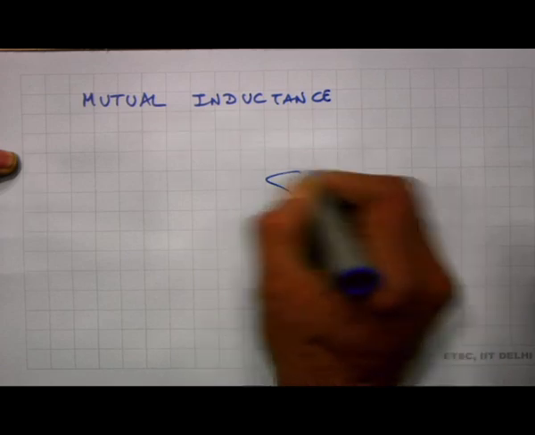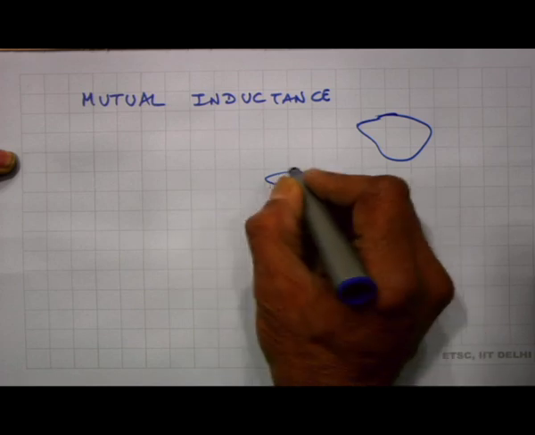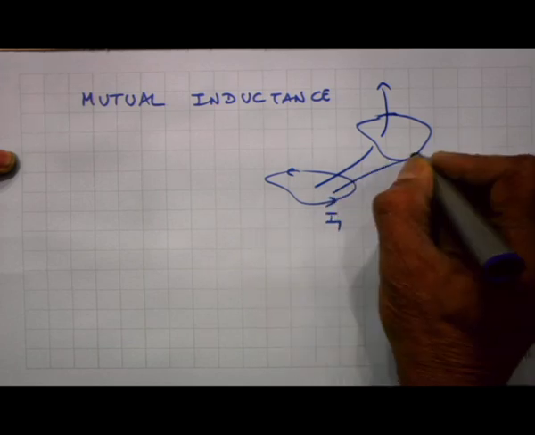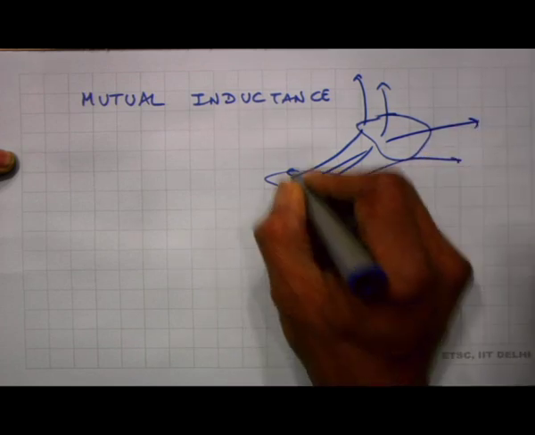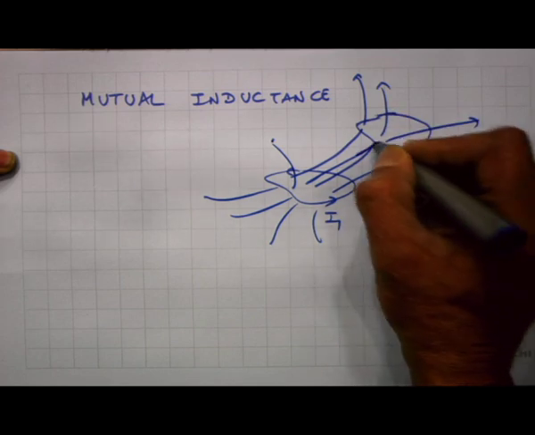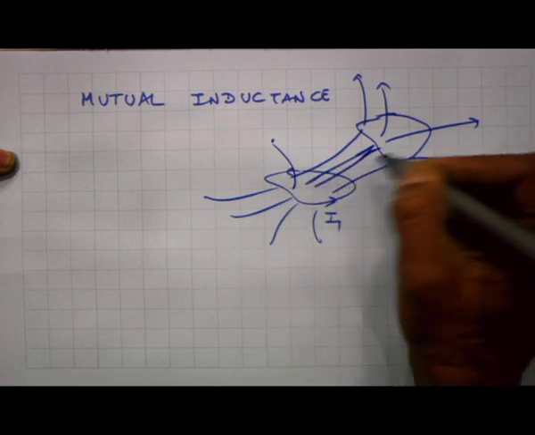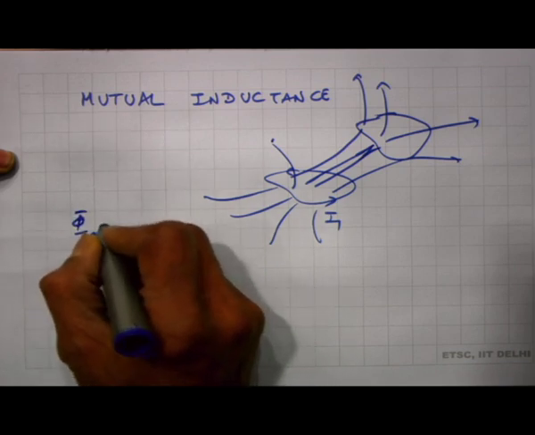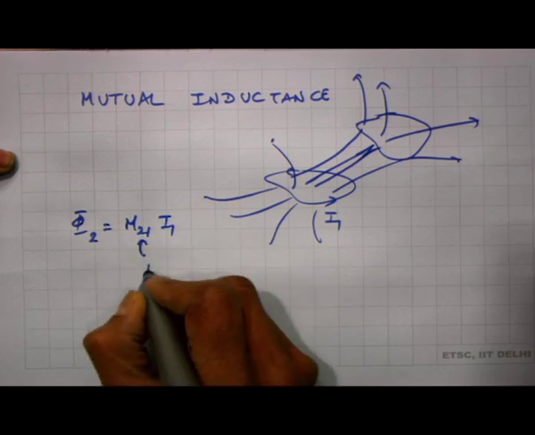So if you have two coils, two arbitrary loops, and one is carrying a current I1, it produces a magnetic field. Then the second circuit will enclose a certain magnetic flux generated by this current, and we defined the flux of the second coil as M21 I1, and this is the mutual inductance.